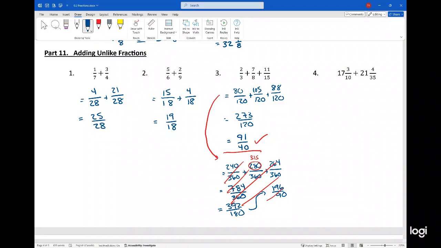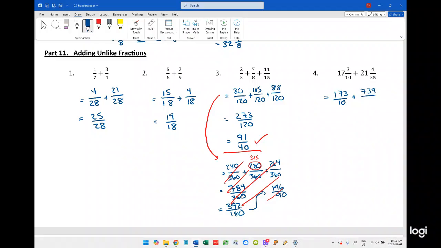All right, question 4. This one, same thing. We hate mixed fractions with these questions, so we're going to try and get rid of them. The first one's pretty easy. 10 times 17 is 170 plus 3. And this one, this one's a calculator one. 21 times 35 plus 4 is 739 over 35.